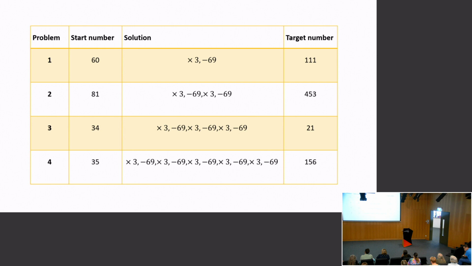So there's a pattern. You're never going to get from A to B by subtracting 69 two times in a row and multiplying by 3 two times in a row. You've got to use that particular order.